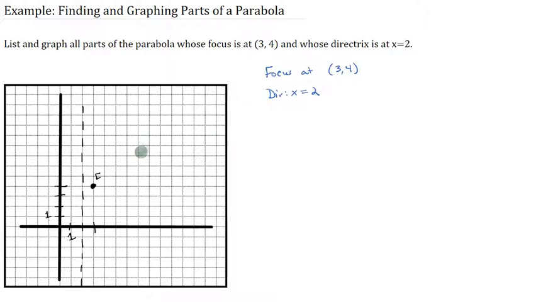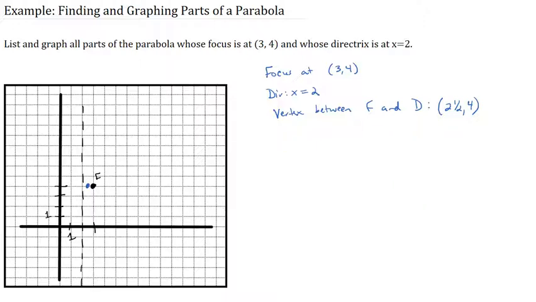And what I know from this is that my vertex is between the focus and the directrix. So my vertex is going to be exactly halfway between those two right here. So that's the ordered pair where x is 1, 2 and a half, and y is 1, 2, 3, 4. So (2.5, 4) is the vertex.